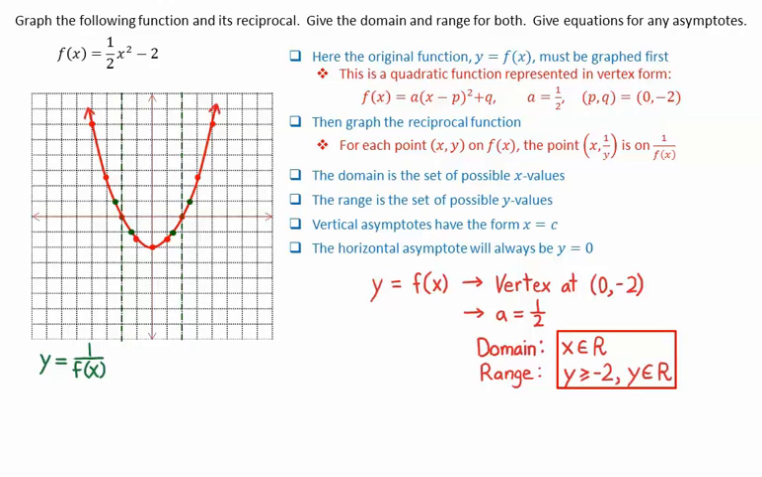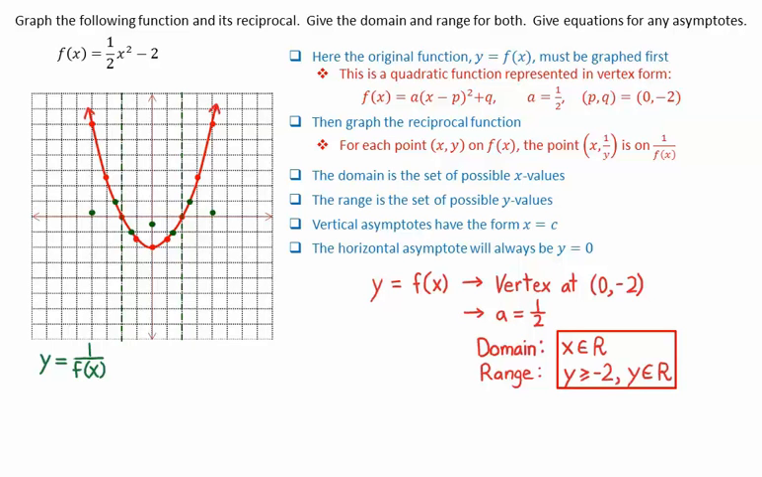First of all, for the vertex, which is at the point 0, -2, this corresponds to the point 0, -1/2 for the reciprocal. Then for the points -4, 6 and 4, 6 on the original function, these correspond to -4, 1/6 and 4, 1/6 on the reciprocal function. We then connect the points for the reciprocal function.